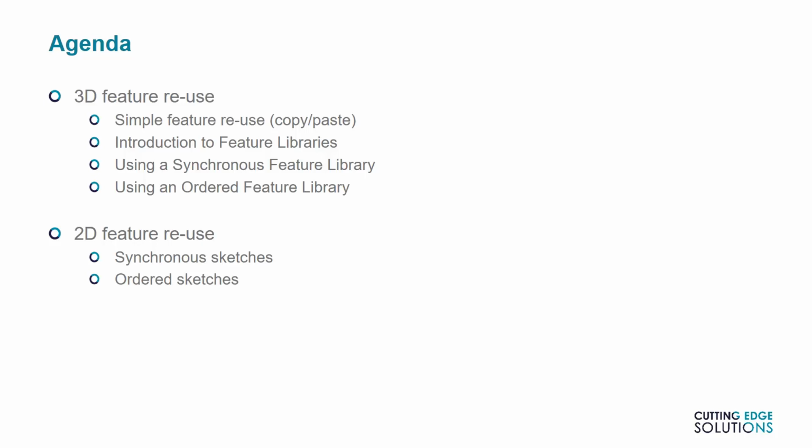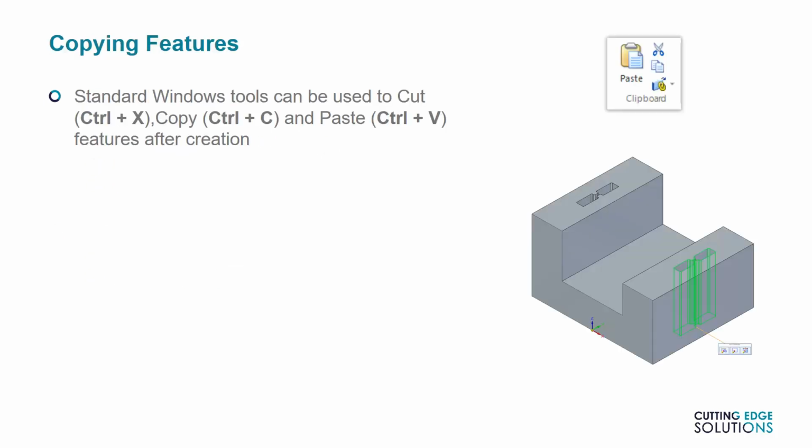So, to start with, let's take a look at the very basics of feature reuse, for anyone who's not familiar with the concept. Remember Microsoft Word, or Excel, or PowerPoint, where you can copy and paste text, slides, or cells into a new location? Well, Solid Edge does exactly the same with features, like the one we see in this image. It's been copied from one plane to another.